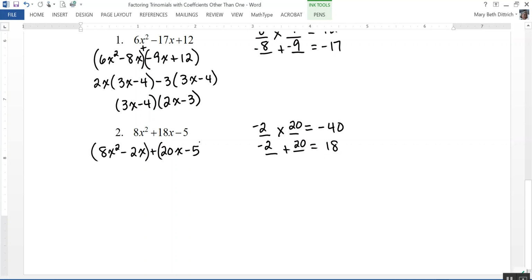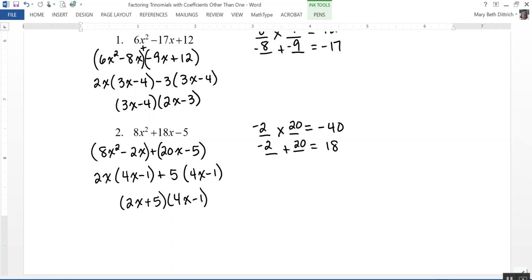Let's put parentheses around those and factor by grouping. So out of this I can take a 2x, and that's going to leave me with a 4x minus 1. Out of my second set of parentheses I can take out a 5, and that's going to leave me with a 4x minus 1. So my final answer is going to be 2x plus 5 times 4x minus 1. So in this video we took a look at how to factor trinomials that have coefficients other than 1. And to do that we're going to rewrite that middle term, rewrite that bx as two terms so that I have four terms and I can factor by grouping.